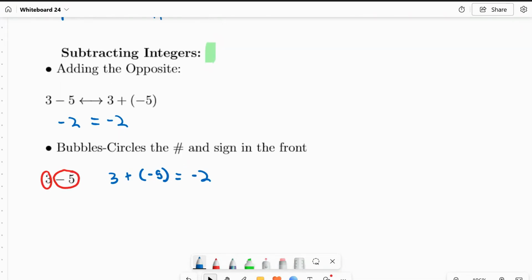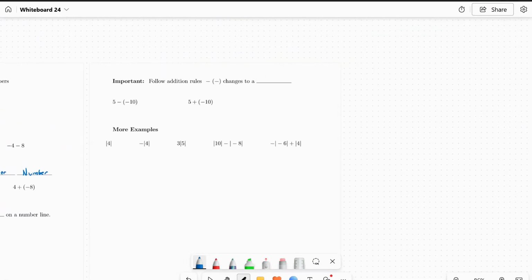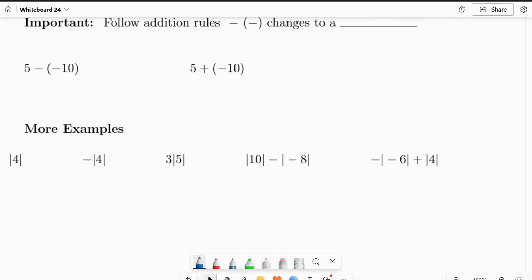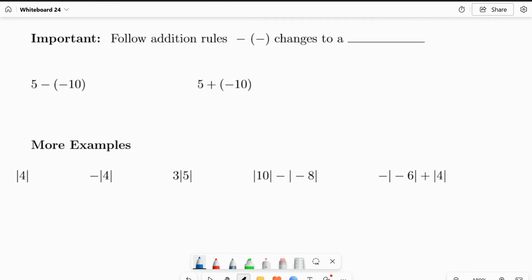All right, on to the second page here. Just a quick reminder that we need to follow addition rules. So what that means, if we are subtracting a negative, remember that turns into addition. So if you see those double negative signs, you can make those into an addition problem. So for example, 5 minus negative 10, double negatives become a positive. So that just turns into 5 plus 10, which is 15.